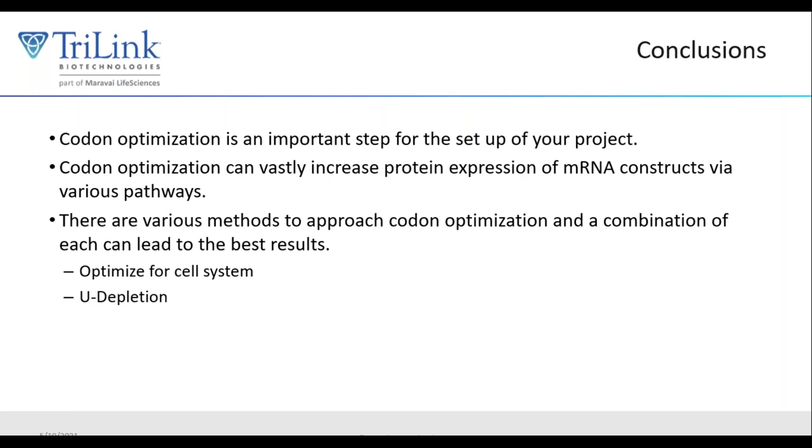Second, we went through various examples of how to codon optimize, whether it's through the removal of rare codons, optimizing for your cell system, or uridine depletion. And this can all vastly increase the expression of your target protein. It's an integral step to consider when putting together your project, and often a combination of each method, as we showed in some of those data sets, can really yield the best results for your mRNA construct.